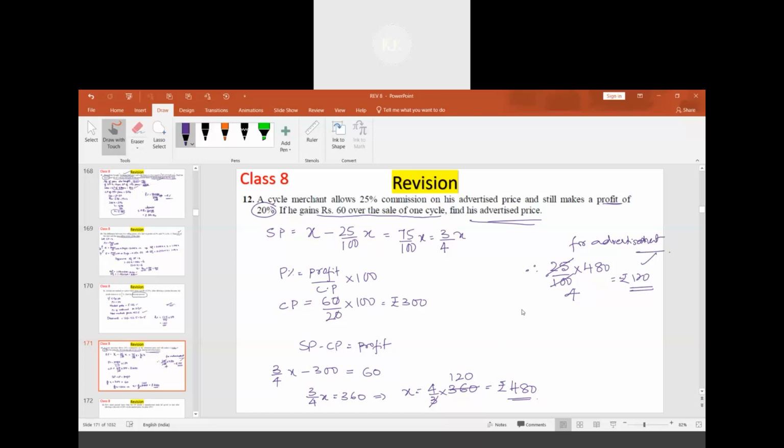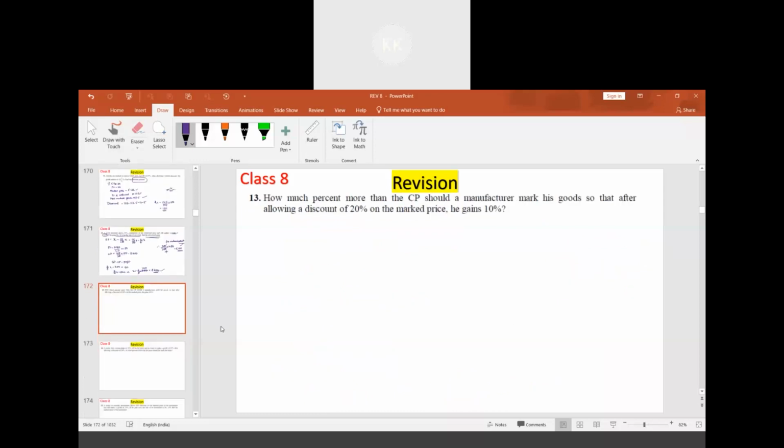120 rupees is the commission given for the advertisement. Advertised price is 480. Correct, sir. Understood? Yes. Little difficult.